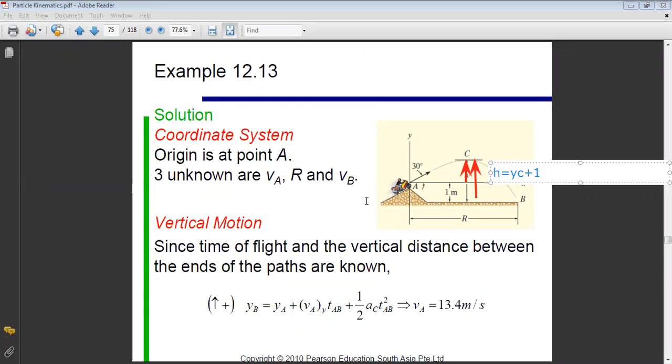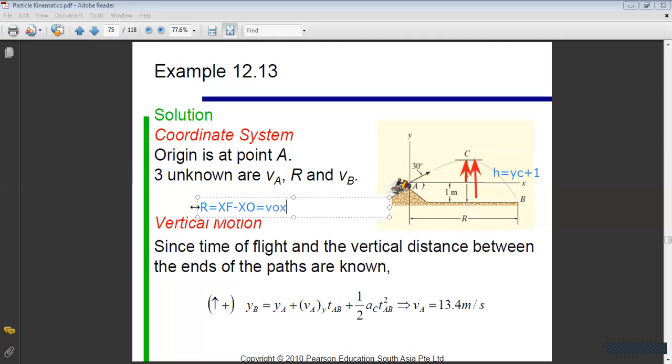And we still only have to find the range R. The range is very simple because you already have the time. The time is given here, T final. So all you have to do is to say that the range R is equal to x final minus x0, which is equal to V0x times T final, so V0 cosine 30 times T final. You replace T final by its value and you are done.